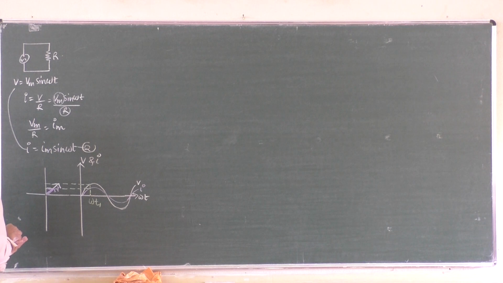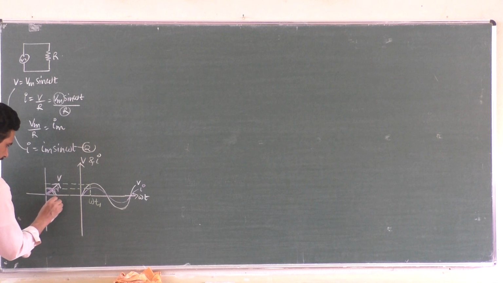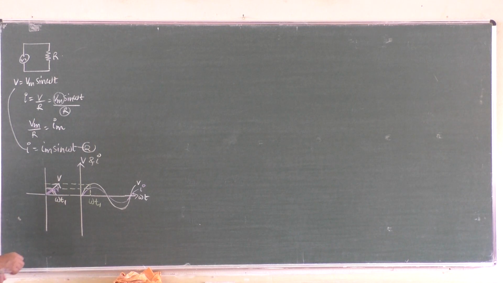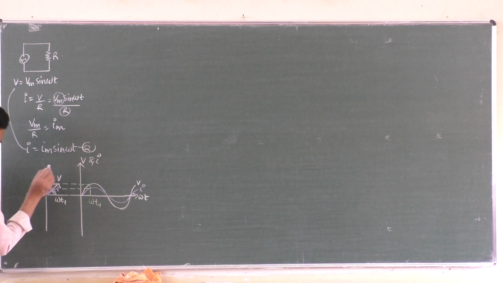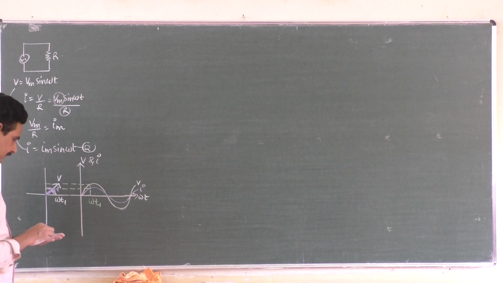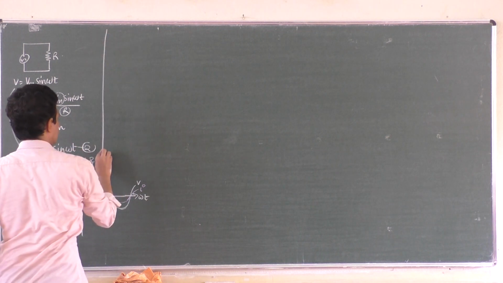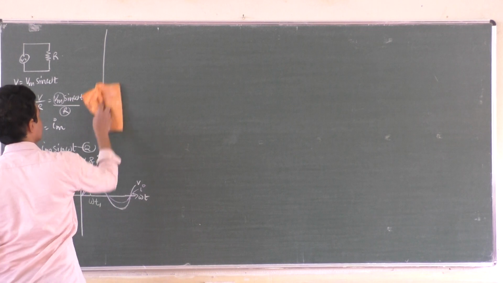I don't have space, it has become very less. This angle is omega t1. That's how we represent it. Hope you can see that, right? A little, you can zoom it and you can see it. Yes. Now, this is how voltage and current vary in a purely resistive AC circuit.